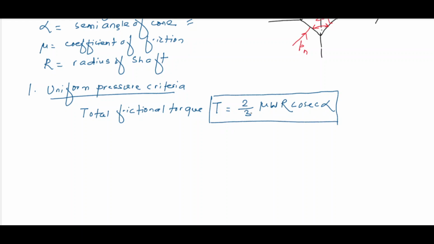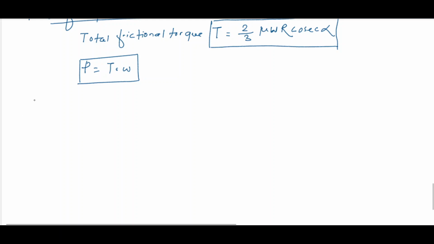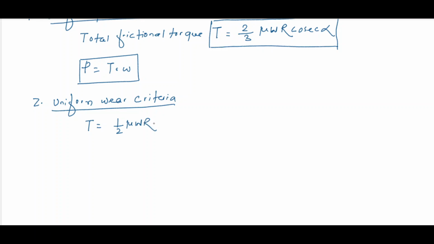Now considering uniform wear, and power will be the same, remember power P will be T dot omega. Then considering the uniform wear criteria, you have T equal to half mu W R cosec alpha.